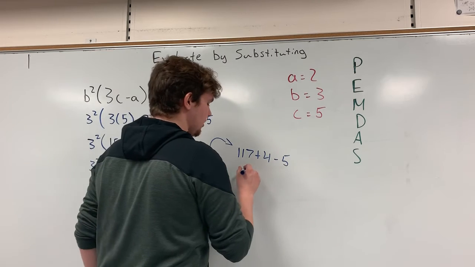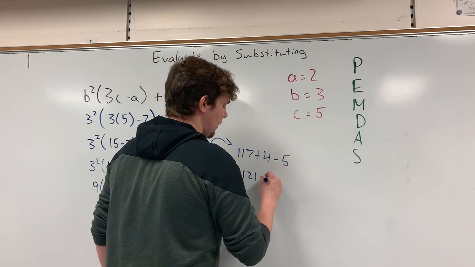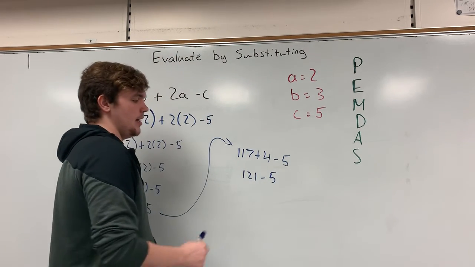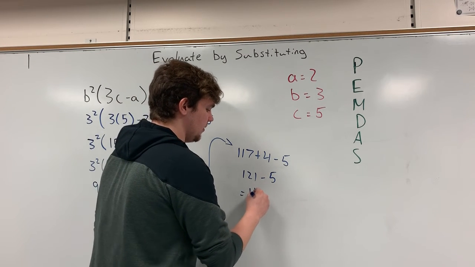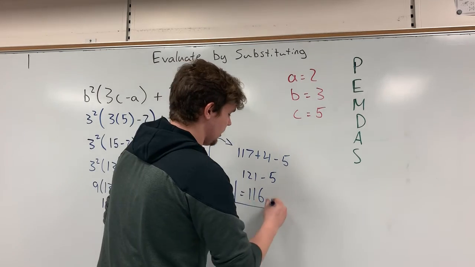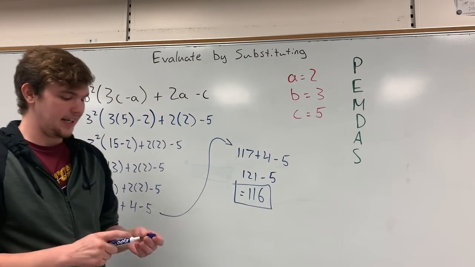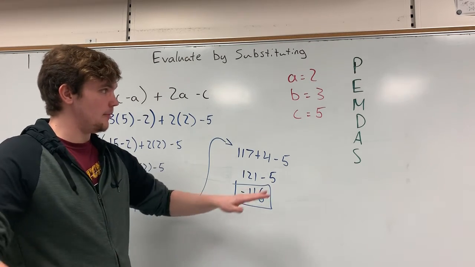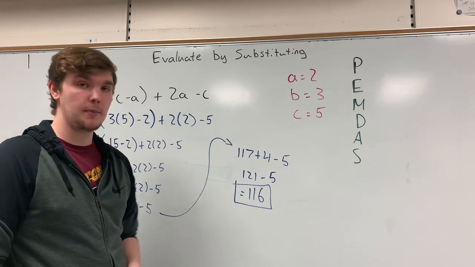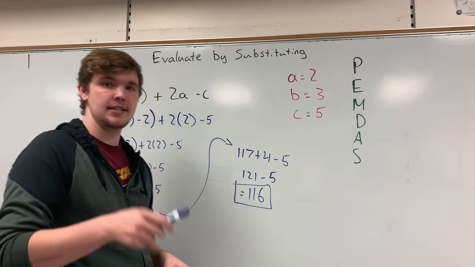Okay, so I'm going to do 117 plus 4 minus 5. 117 plus 4 is 121 minus 5. And then 121 minus 5 is 116. Okay, and there you have it. Our final answer, like I said, just one number. Notice how there's no letters in there, no variables, no parameters, nothing. Just one number of 116, and that should do it.